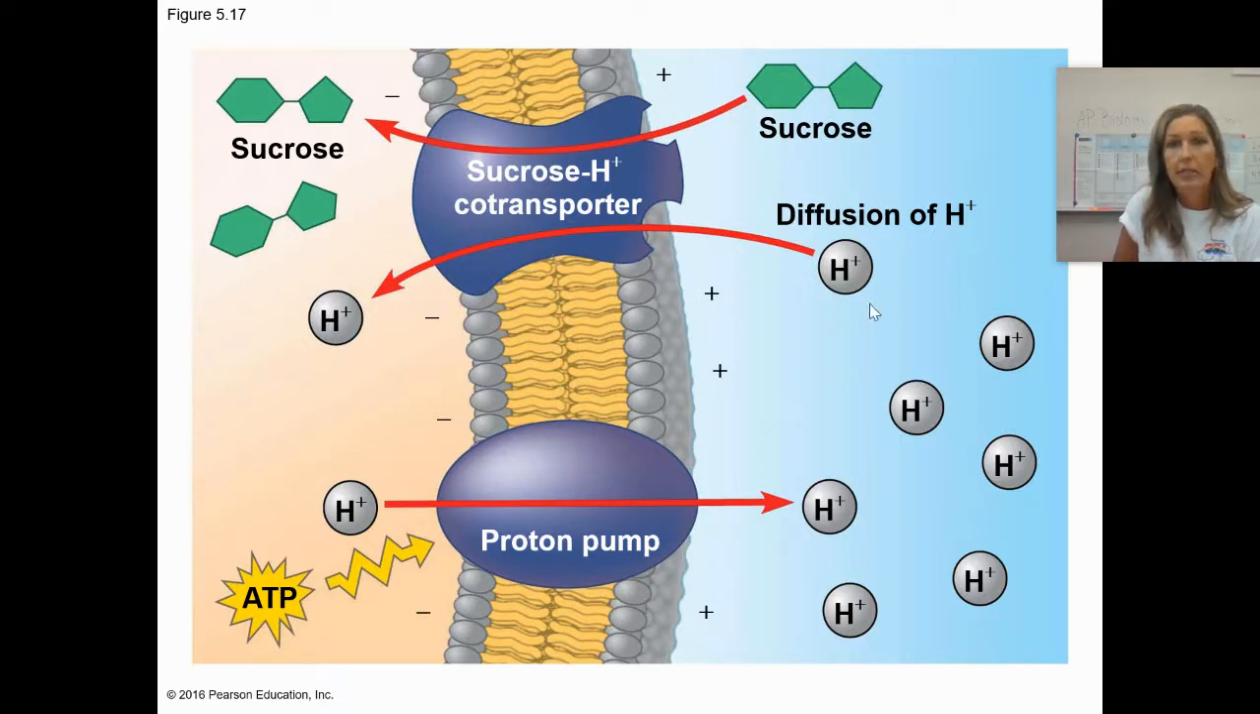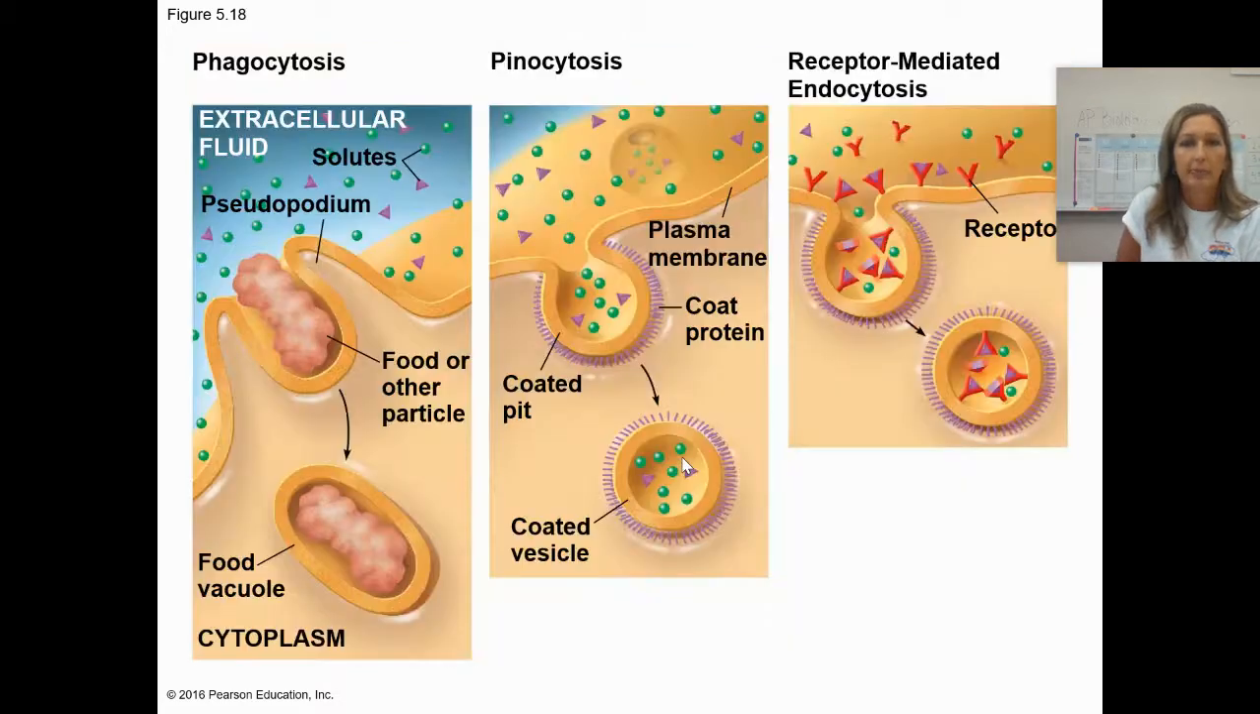You're going to see this diffusion of protons in ATP synthase in both photosynthesis and cellular respiration. But we have a different type of proton pump that doesn't use ATP. It actually uses the flow of electrons in those two processes.